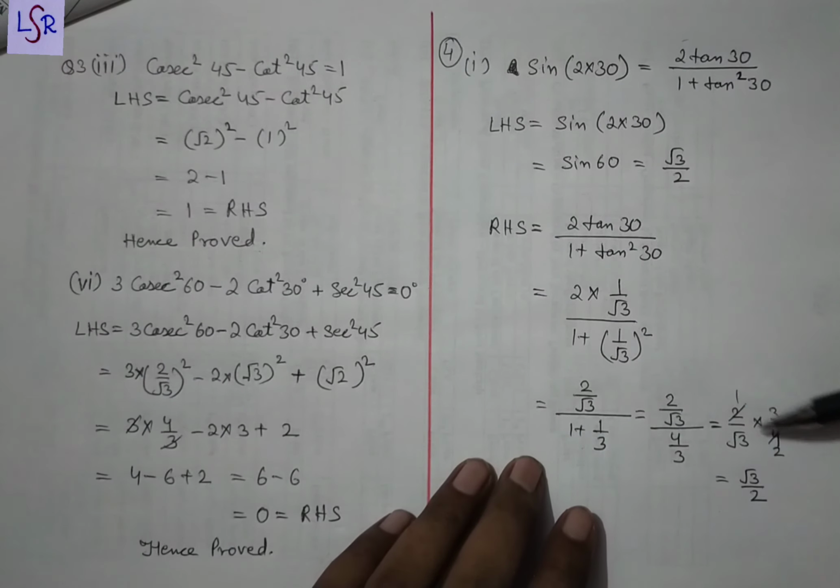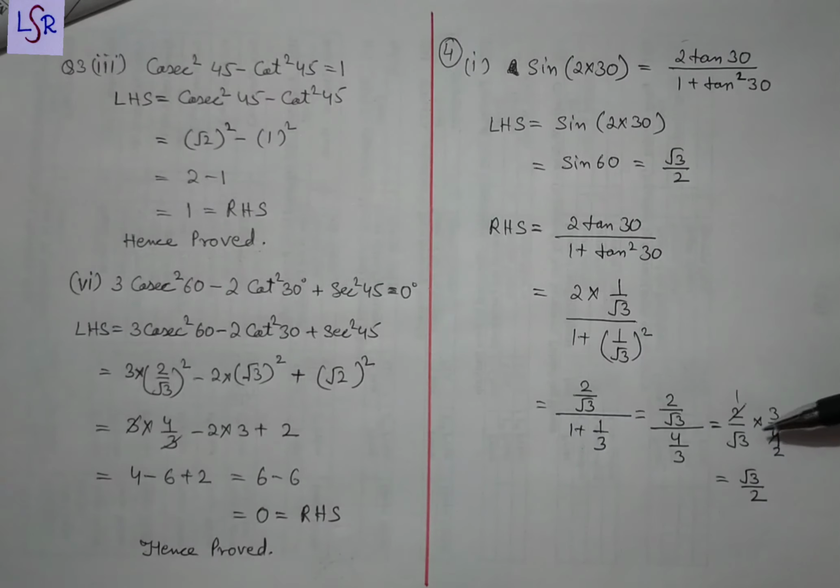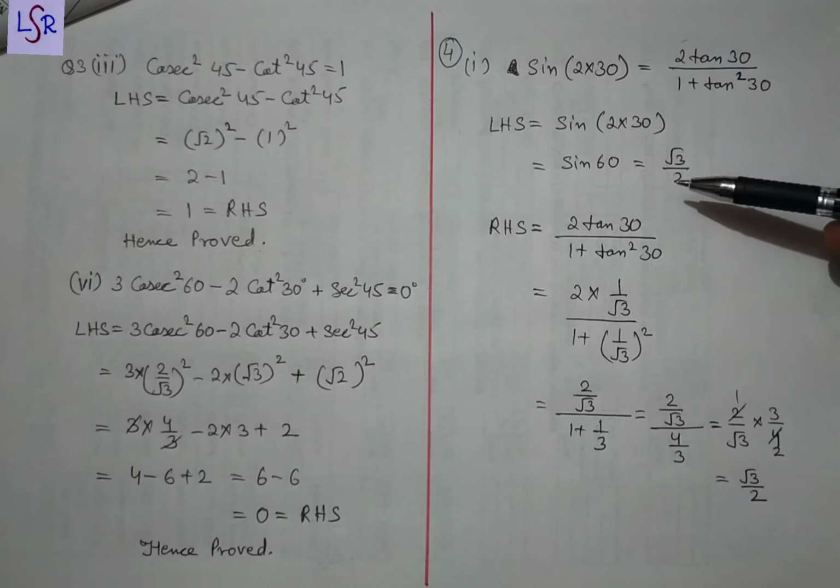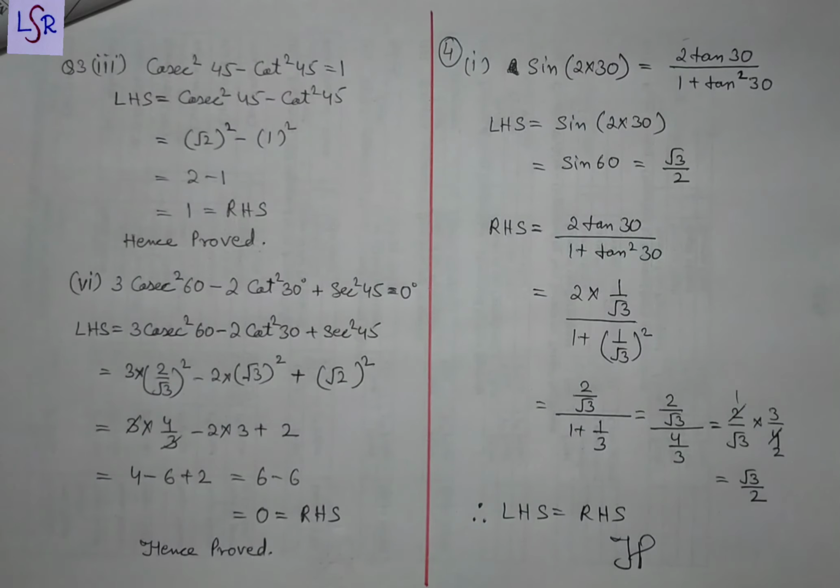2 cancelling with the 4, we have got 2, and as we all know, 3 can be written as √3 into √3. So one of the √3 is being cancelled over here, and we are left with the other √3. So we got √3/2. Now we can see LHS equals RHS. Hence LHS equals RHS, and hence proved.